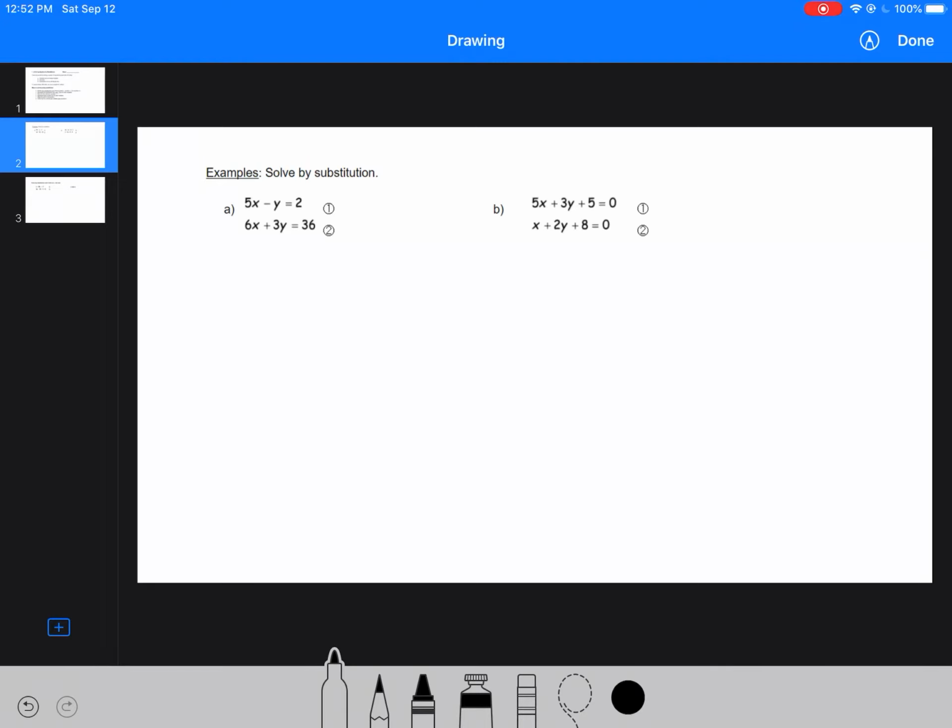So the first thing that we're going to do is rearrange one of the equations to get y by itself. So I'm going to choose this one to rearrange because there's no coefficient for y, so it should be pretty easy. So I would get minus y equals minus 5x plus 2, and then I would get rid of that minus sign, y equals 5x minus 2, and now I've got a new equation, 3.